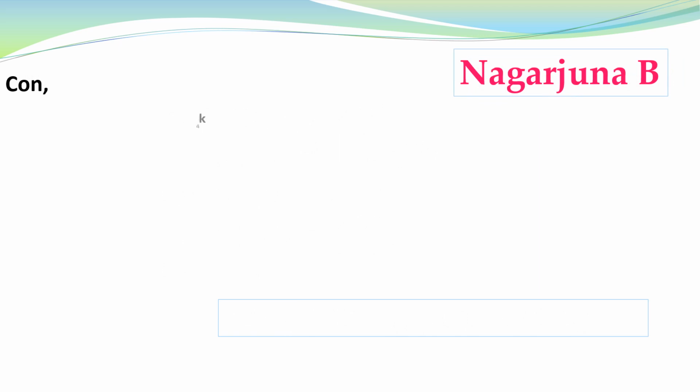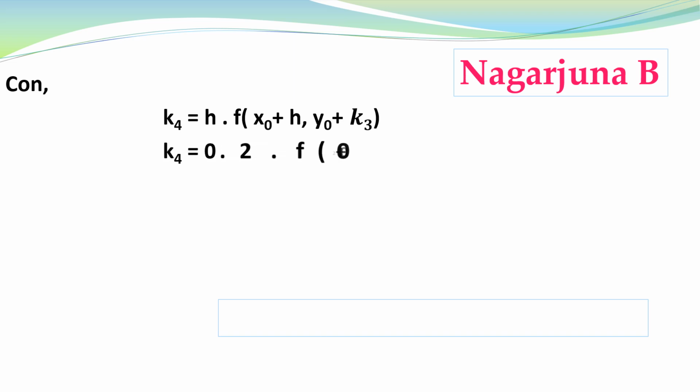Consider k4 equal to h into f of x0 plus h comma y0 plus k3. Since we know the value of h, x0, y0, k3, substitute those values. Therefore, we can write k4 equal to 0.2 into f of 0 plus 0.2 comma 1 plus 0.1817. So 0 plus 0.2 will be 0.2 and 1 plus 0.1817 will be 1.1817.